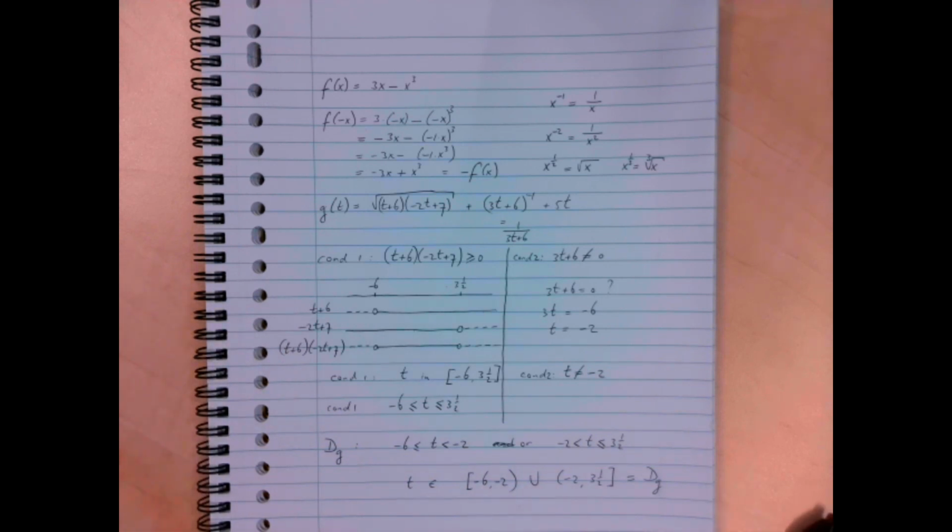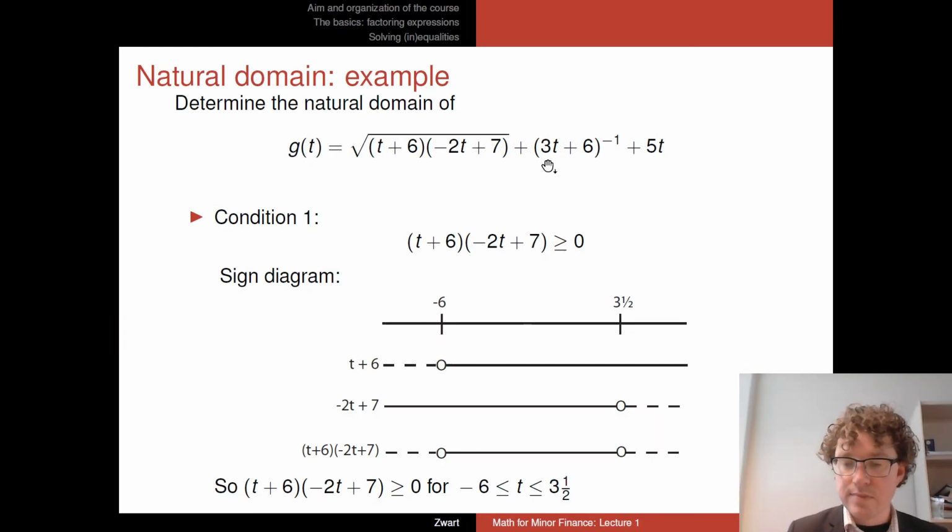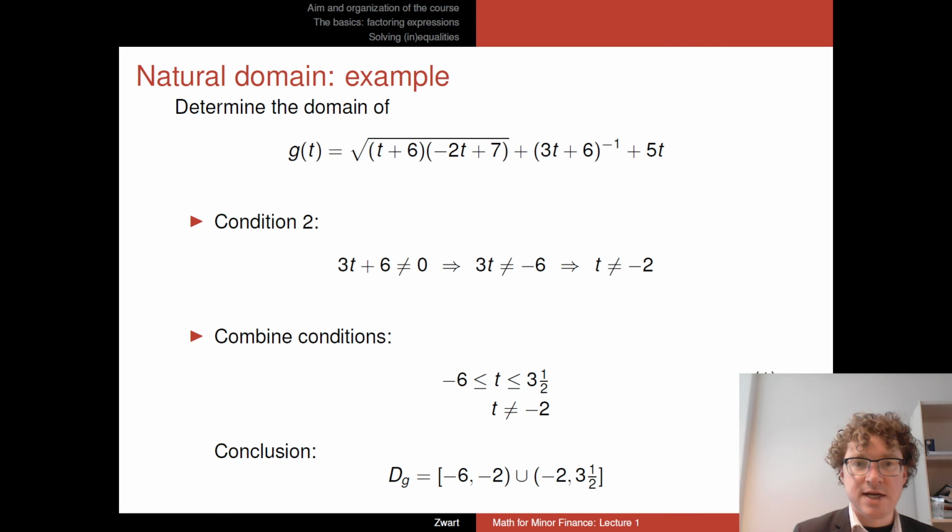Okay, so let's go back to the slides now. So here we are on the slide. Here we see this first condition again, t plus 6 times minus 2t plus 7 should be bigger than or equal to 0 because of this square root. We solve that with this sign diagram. So you see this area down there which signifies which values of t actually solve that inequality. The second condition was this value that t should not be because of this fraction 3t plus 6, so t should not be equal to minus 2. That's also what we found.